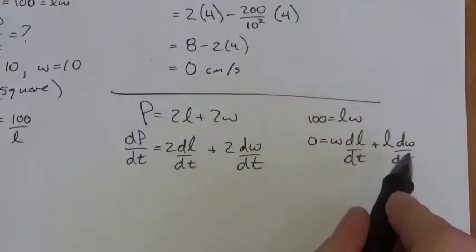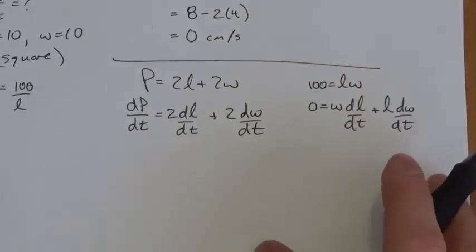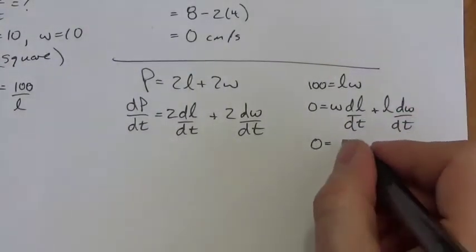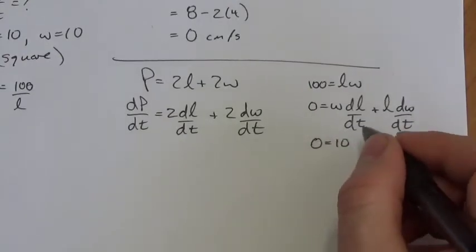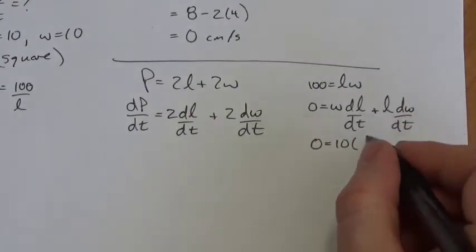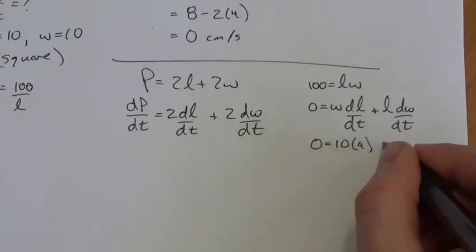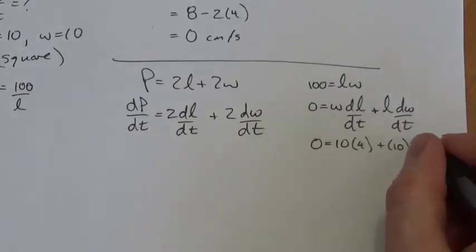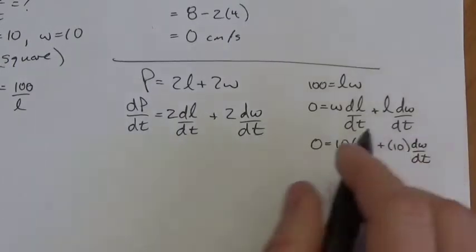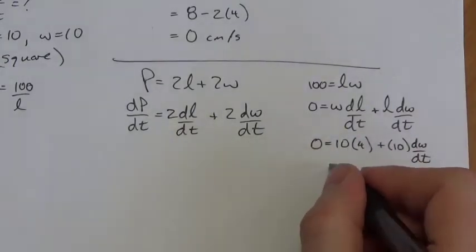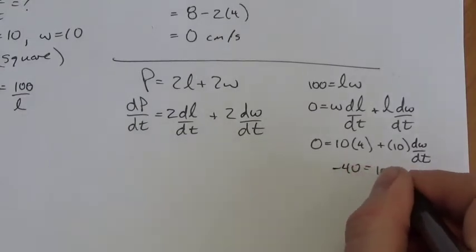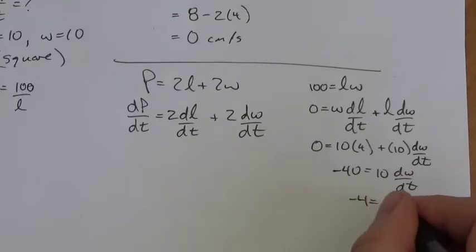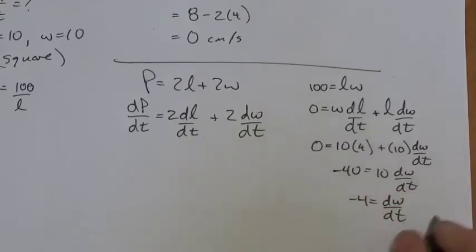Now, this is the part that I'm looking for. I'm looking for dw by dt. I know at this particular instant that w is going to be 10, that dl by dt is going to be 4, and that L is going to be 10. So this is going to be negative 40 when I bring it over, equal to 10 dw by dt. And I'll divide and I'll get negative 4 is equal to dw by dt.